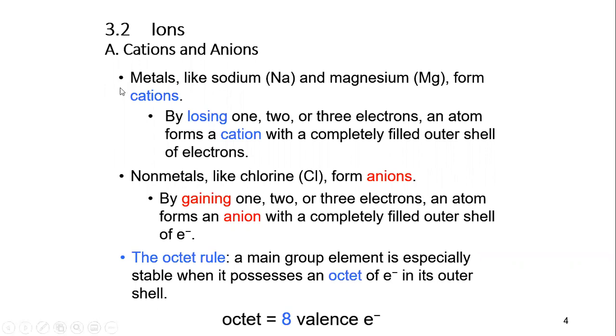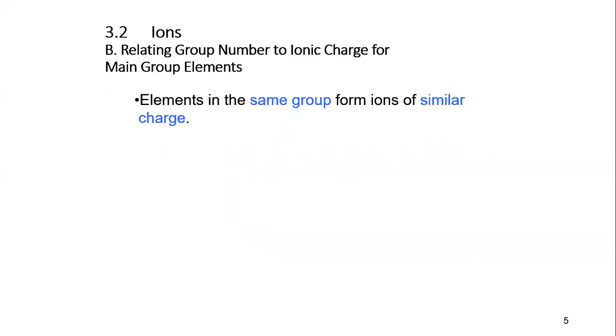And like I've been saying, metals form cations, nonmetals form anions. So in addition to knowing that magical number 8, we can relate the group number to the relative ionic charge for elements in that group. And so again, elements in the same group have similar charge. So whether you're sodium, lithium, potassium, rubidium, any element in group 1 has a +1 charge.